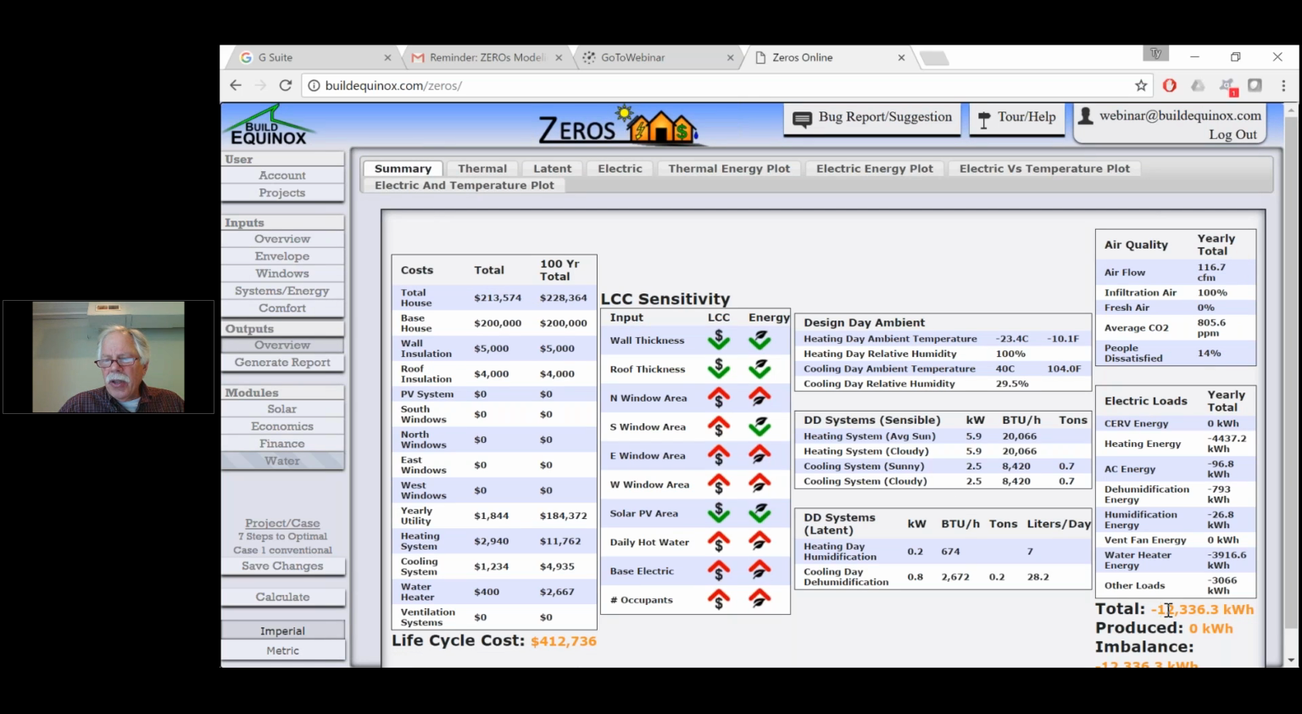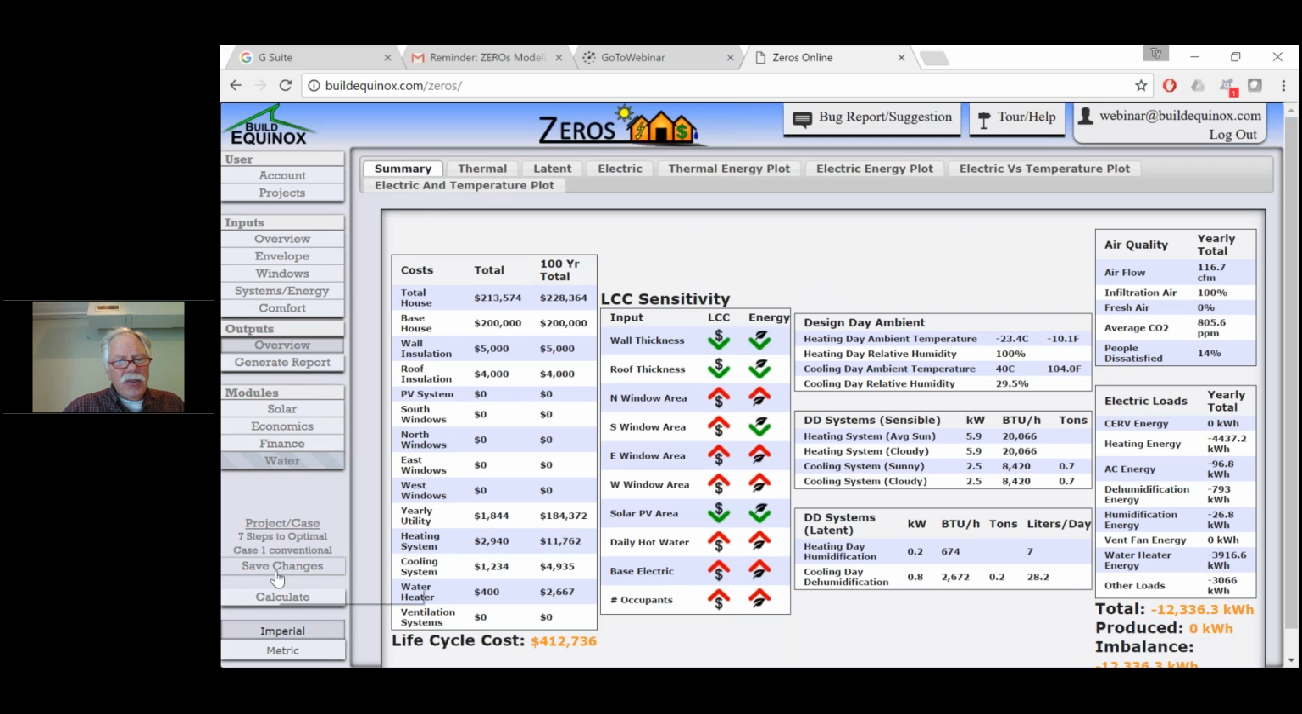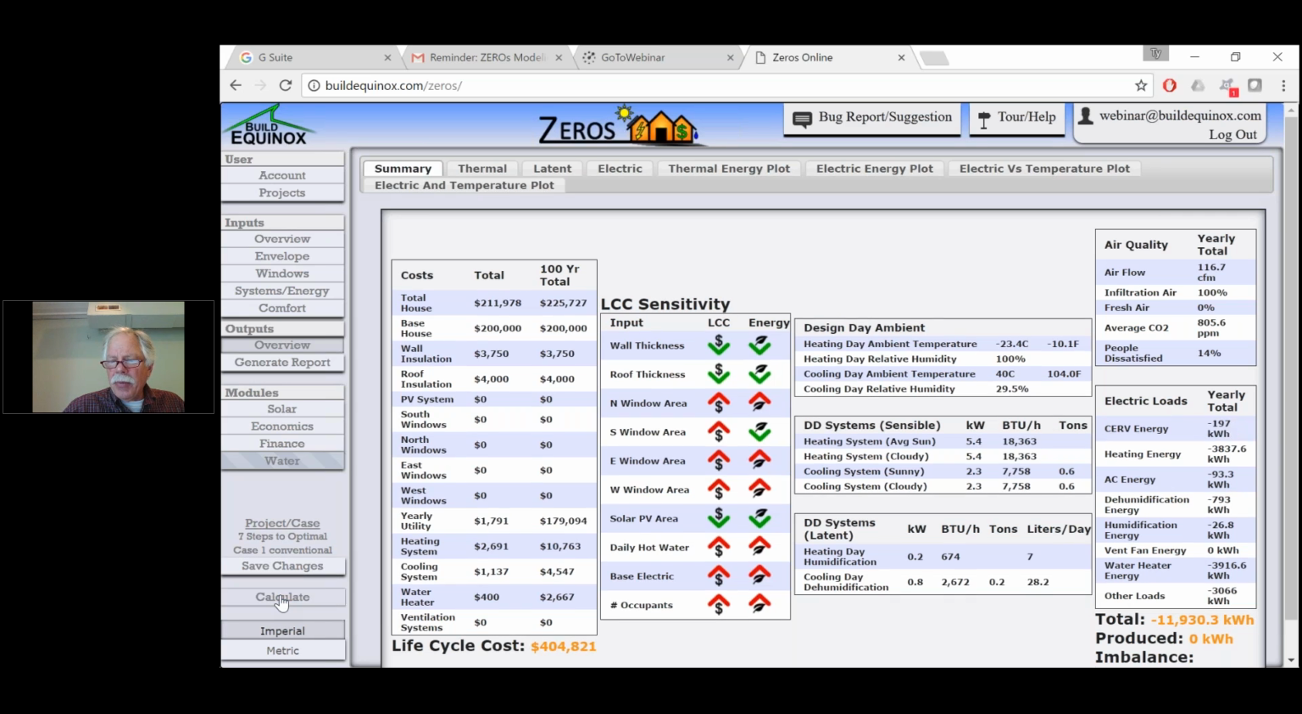We've got about 12,000 kilowatt hours a year for this case one without windows. Let's change this to 1,500 square feet. And I can either use the bar to move that. So I've reduced the wall area of the house. I haven't added windows yet, but let's go down here and calculate this. Now, I calculate that and I see, all right, I dropped about 400 kilowatt hours just by losing a wall. Of course, is that practical?